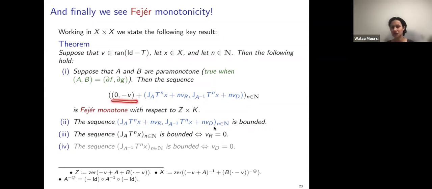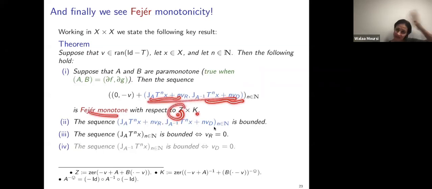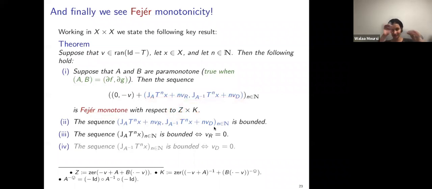And what we learn is looking at this sequence. So this is just a shift of the sequence by this point in the product space. And the sequence we are looking at in the product space is this and this. And this is a Fejér monotone sequence with respect to Z times K. Z is the normal solutions that I talked about, or the generalized solutions. This problem has a dual problem. So the primal part comes from here, the dual part comes from here, and in the product space, this is Fejér monotone with respect to primals times duals.